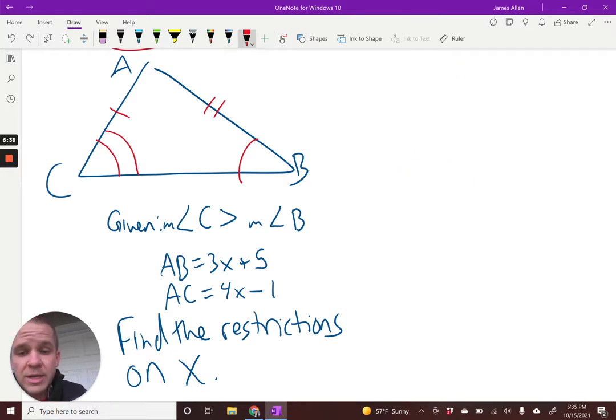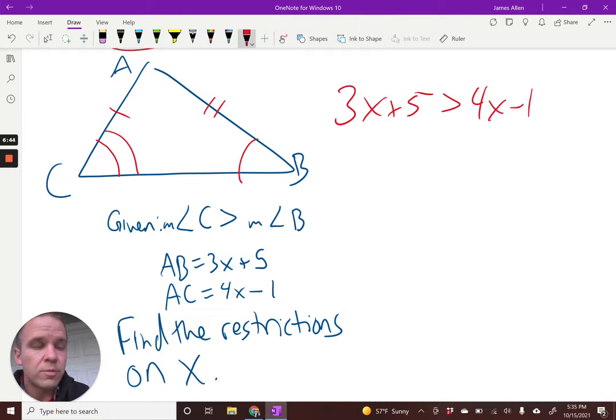Okay, so I'm going to set up an inequality. I know that AB, which is 3x plus 5, is greater than 4x minus 1.